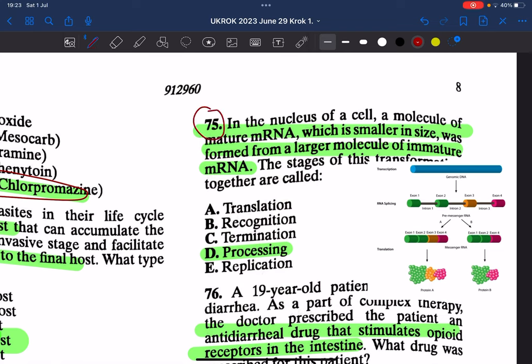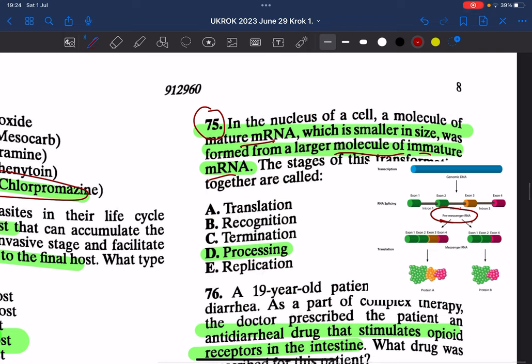Next question: in the nucleus of a cell, a molecule of mature mRNA, which is smaller in size, was formed from a larger molecule of immature mRNA. This stage of transformation together is called what? Immature mRNA, or pre-messenger RNA, is bigger because it has exons and introns, as you can see here. After processing, the introns are removed. We have only exons, and this is called the mature mRNA, the final RNA. So what happens here? We remove the introns. What do we call this? We call it processing.